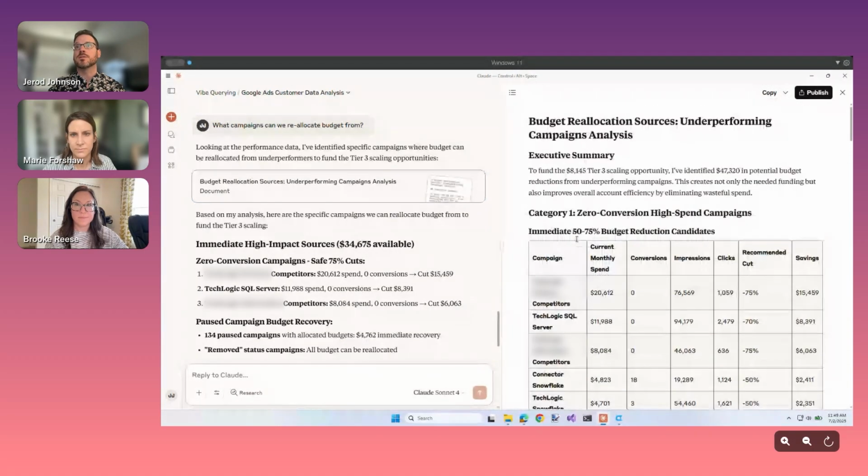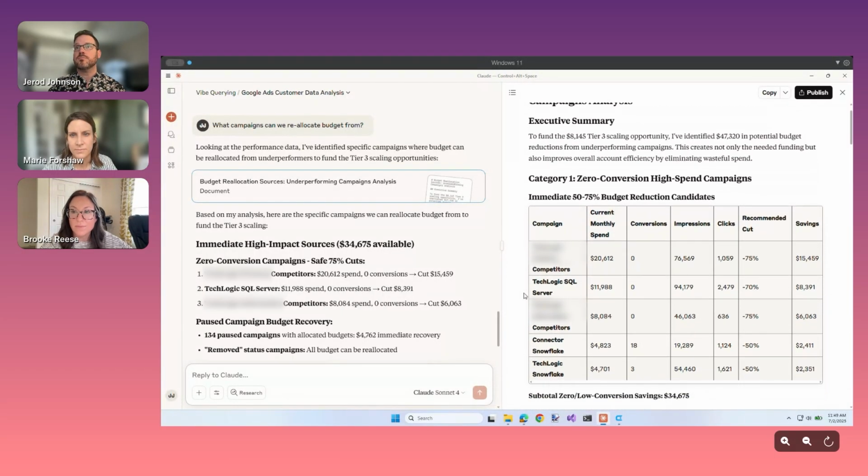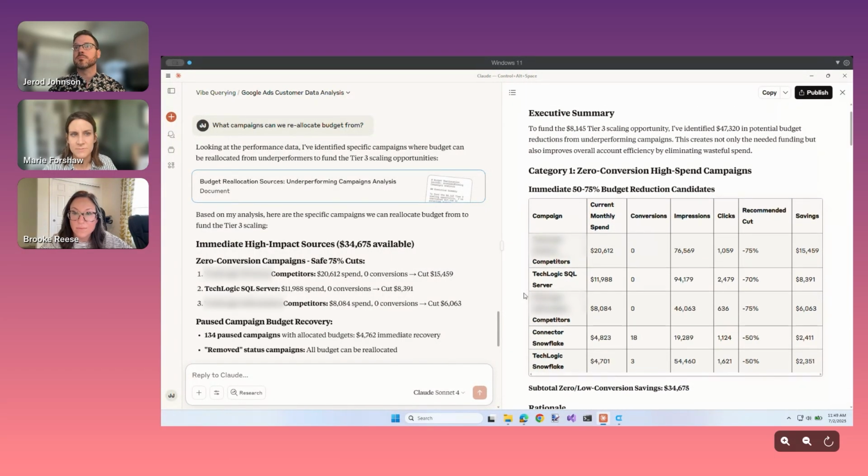All right, what do we think? Go to the top, budget reallocation. So it picked out some zero conversion campaigns. Does that look on track to you, Brooke?